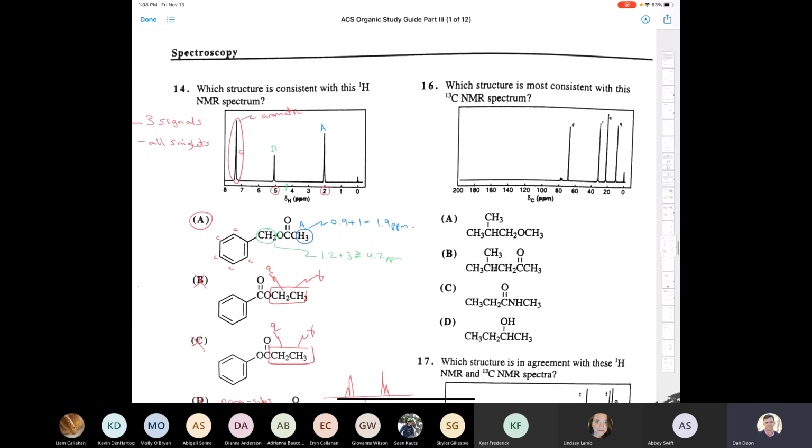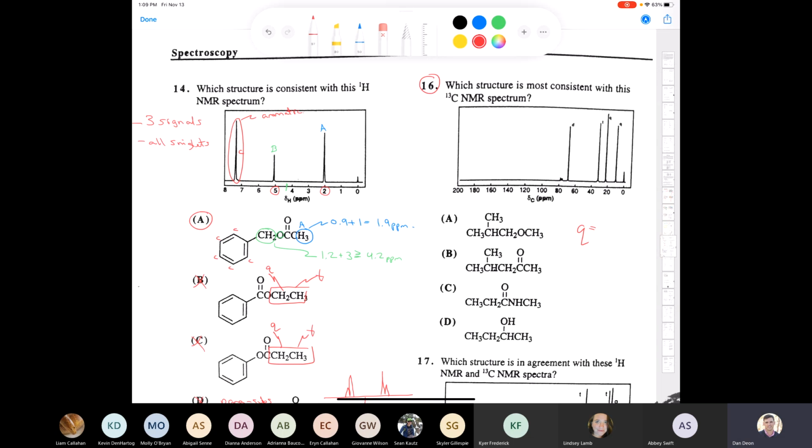Question 16 is something I want to address with you guys. This is something you see in the ACS study guide. It doesn't come up in Klein's textbook. Which structure is most consistent with the carbon-13 NMR spectrum? You notice that you see the letters Q, T, and D above these singlets. When you see a Q, it's kind of like a version of the N+1 rule. It means that that would give you a quartet. Now they've resolved this peak so that it just gives you a singlet.